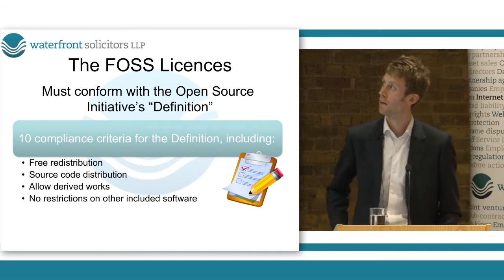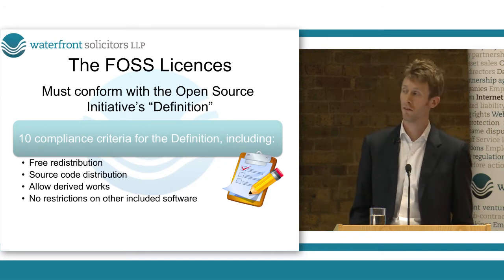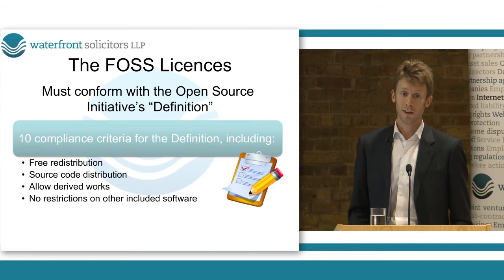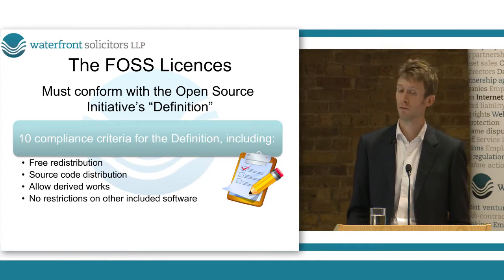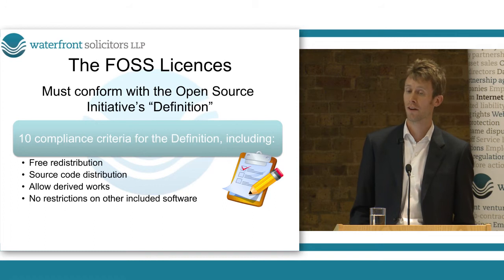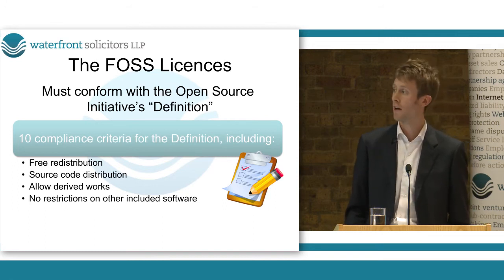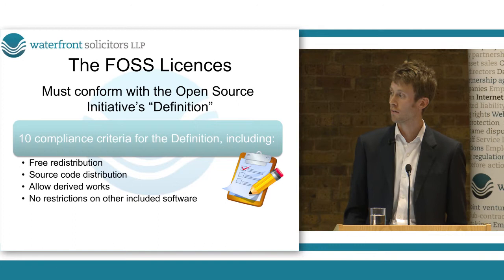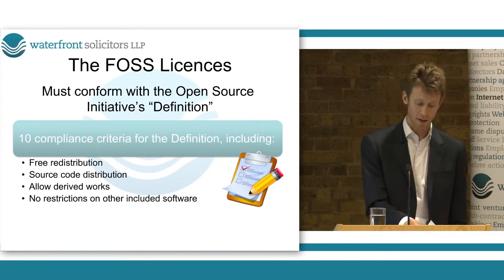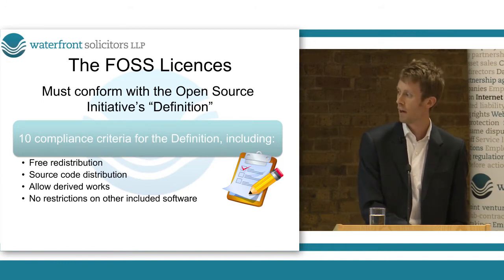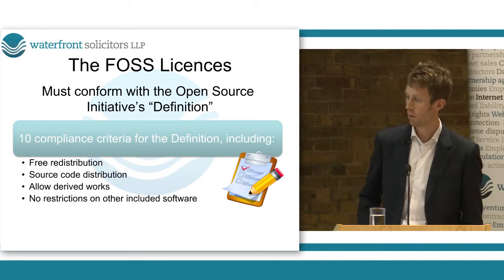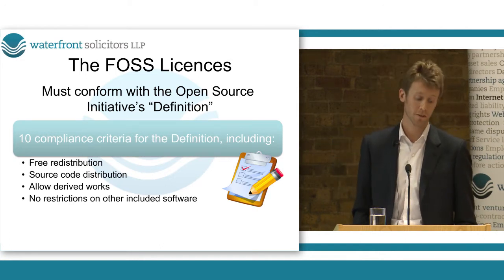So let's have a look at, or talk about, some of the free and open source licenses out there. So the Open Source Initiative was launched back in 1998, and that has the job of reviewing and approving open source software licenses. That approval system is based on what's called the Open Source Definition, and that has a set of 10 criteria that all open source software licenses have to comply with, and those criteria include making sure that the software can be freely redistributed, distribution in source code form must be allowed, it has to allow modifications to the work, and it mustn't place restrictions on other software that's distributed with it.